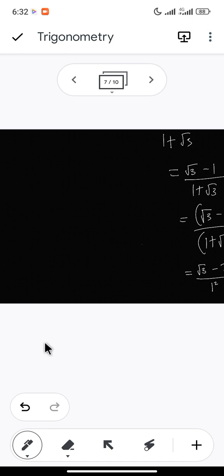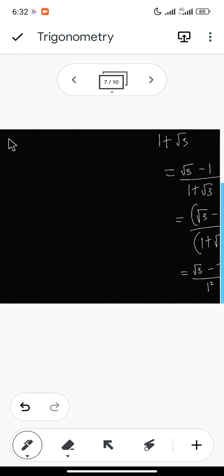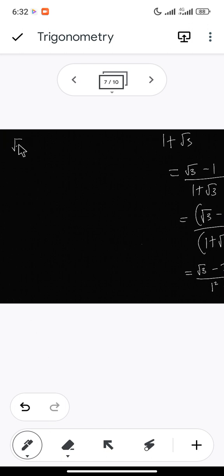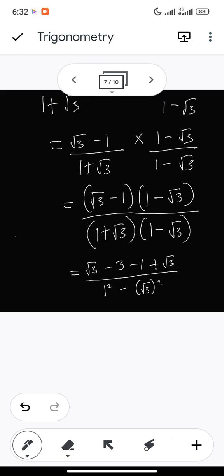So we're going to be left with root 3 minus 1 plus root 3, right, over 1 squared minus root 3 squared. That's what we have here, yeah.